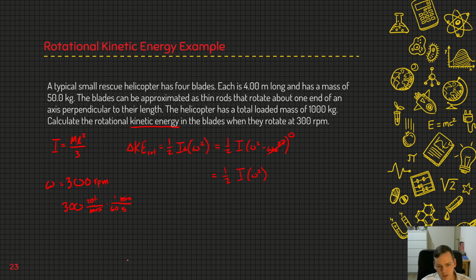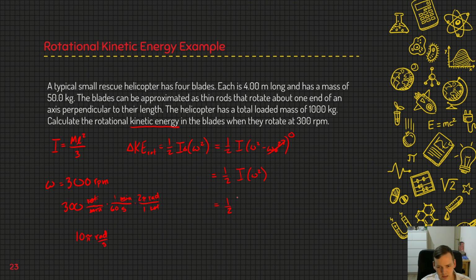The minute units can cancel, and so this, if I just took 300 and divided by 60, I get rotations per second. Then I want to get rid of rotations, and I want to turn them to radians. Well, how many radians are in one rotation? 2 pi, and that will cancel my rotations. So if I take 300, multiply by 2 pi, divide by 60, I get some number of radians per second. So that'll be 10 pi radians per second.